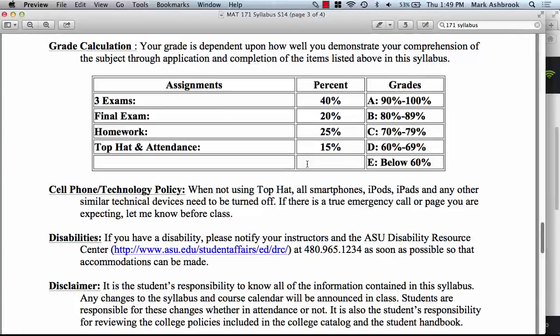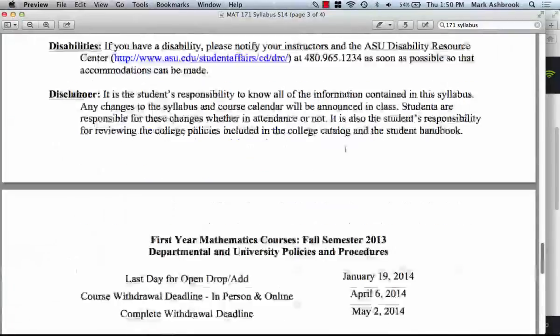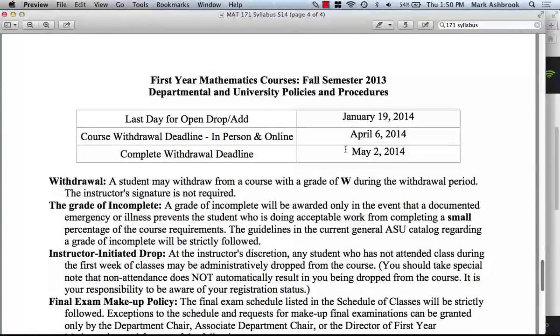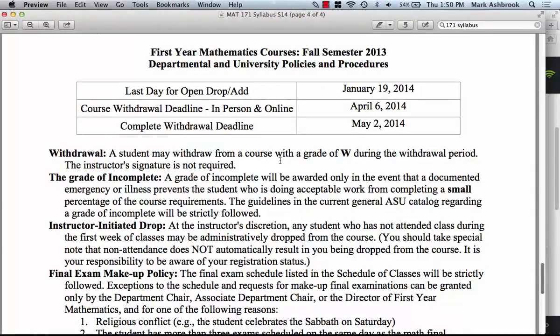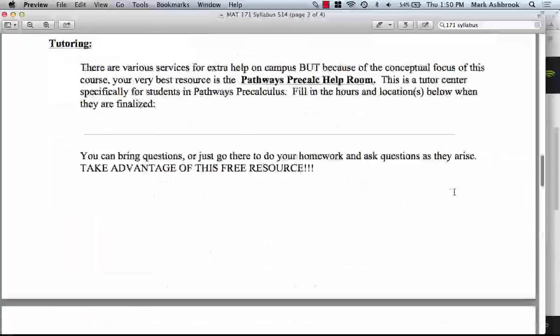Breakdown: the 3 exams are worth 40%. The final will be worth 20. Homework, 25%. And then the Top Hat, 15%. The rest of the syllabus is general stuff that you're responsible for, but we won't go over. Some important dates for this semester, and then the very important academic integrity statement. So you're responsible for all that. Any questions on the syllabus?